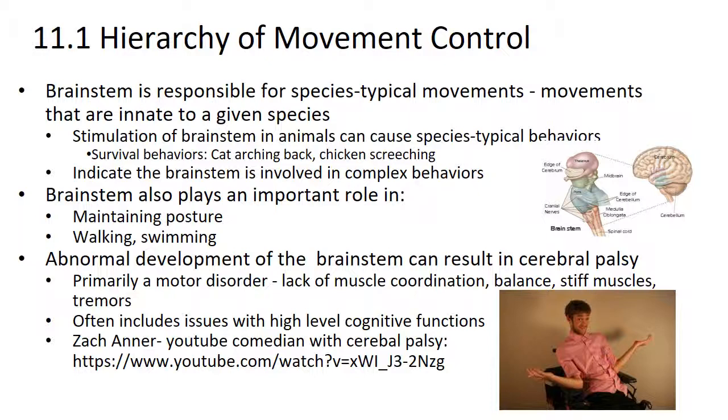And if you're interested in cerebral palsy, there's a YouTube comedian named Zach Anner who has cerebral palsy and has a series about his life. He actually makes some workout videos, tongue-in-cheek, about his life with cerebral palsy.